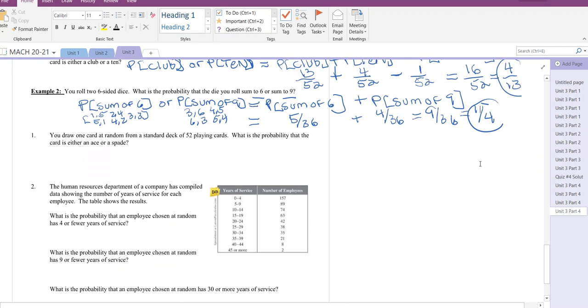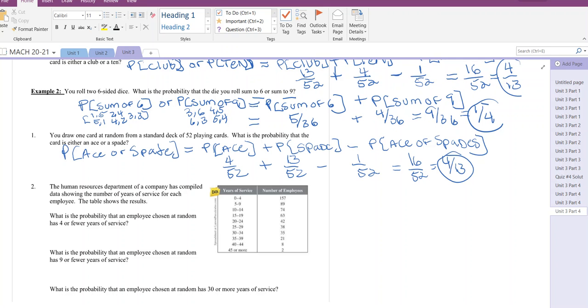All right, so go ahead and try this next one on your own. I'll give you a couple minutes and then pause the video and then I'll go through the answer. All right, so welcome back. If one card is drawn at random from a standard deck of 52 playing cards, what is the probability that the card is either an ace or a spade? So notice there is overlap, so you have to take the probability of getting an ace plus the probability of getting a spade and subtract the probability of getting the ace of spades, and you get 4 out of 13.